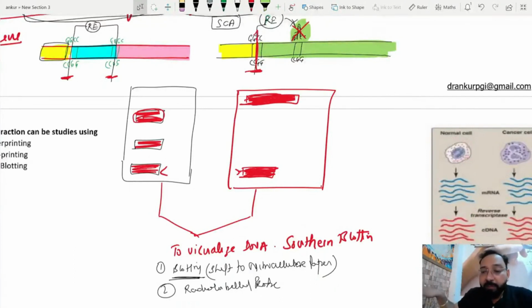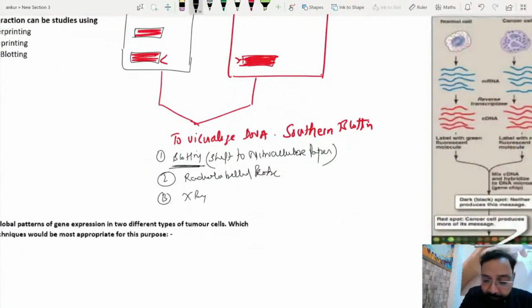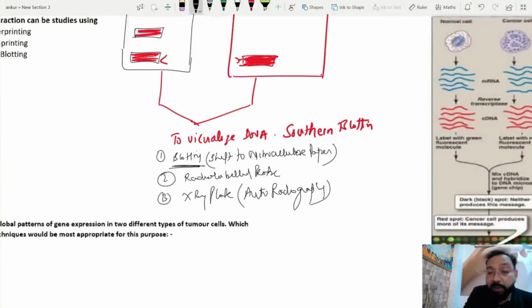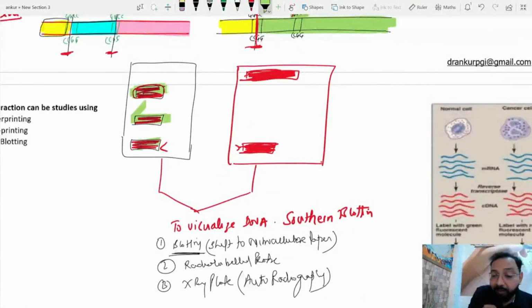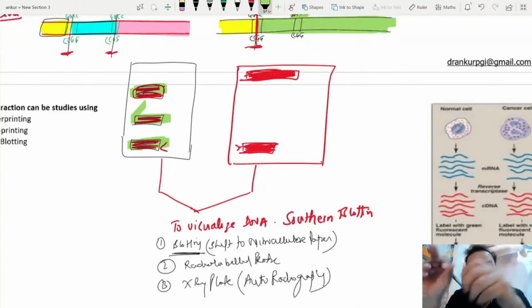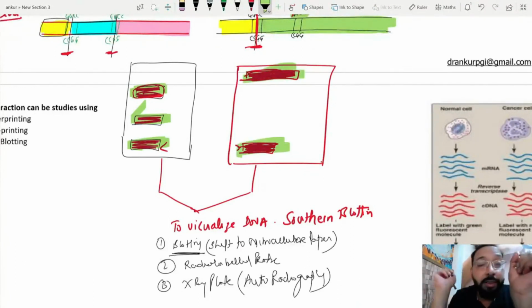After that, I will wash off the remaining complementary probe and put an X-ray plate. This is autoradiography. The next day, the complementary probe will emit radioactive waves. If the complementary probe binds at three sites, it would release radioactive rays at three sites. If there are two white bands on the X-ray plate, then you can detect whether the patient has sickle cell anemia or not.